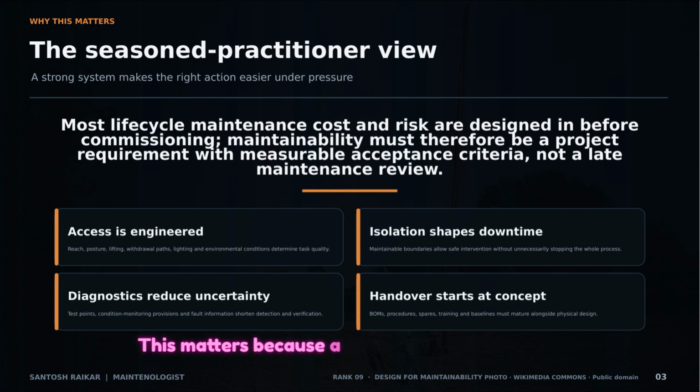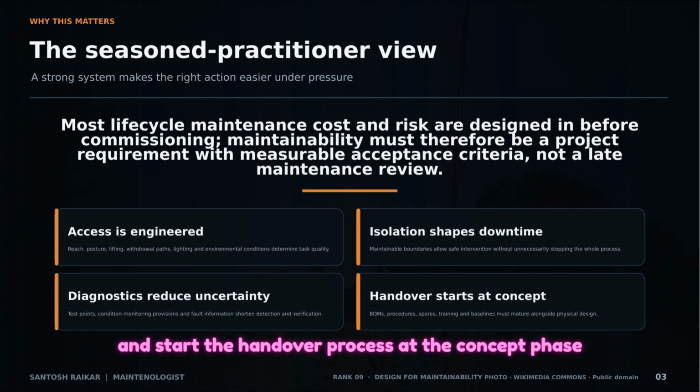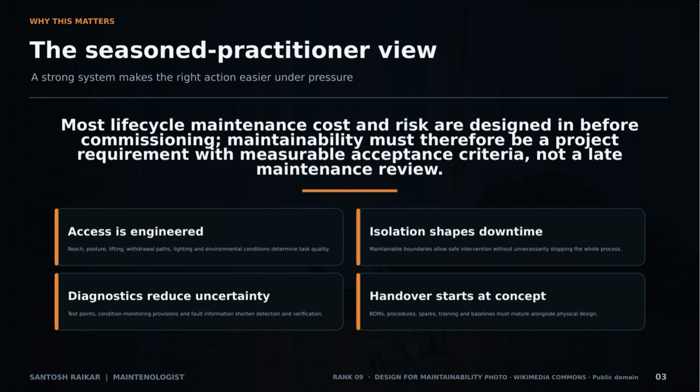This matters because a strong system makes the right action easier under pressure. Most life cycle costs and risks are baked in before the plant is even commissioned. Maintainability isn't a late-stage review. It's a foundational project requirement. We need to engineer access for posture and lifting, design isolations to minimize downtime, ensure diagnostics provide clear fault info, and start the handover process at the concept phase, not at the end of construction.